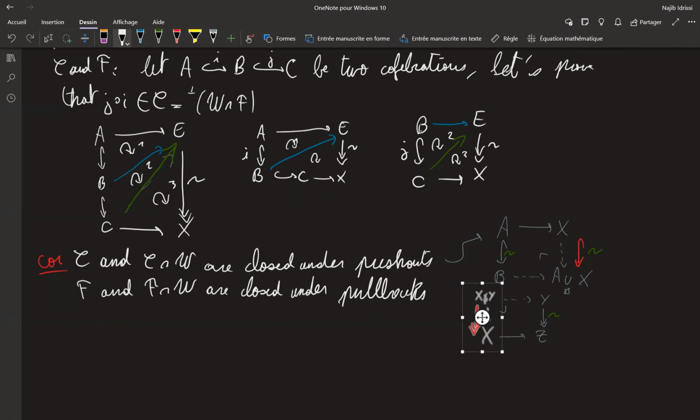Yes? The diagram of the pushout, in the bottom, it's not A union X, it's B union X. Oh, right. Yeah, sorry.